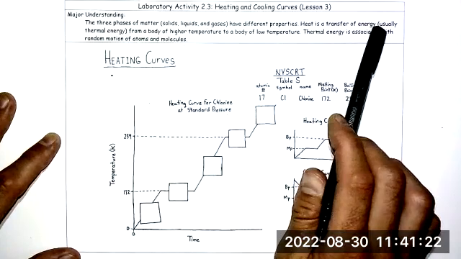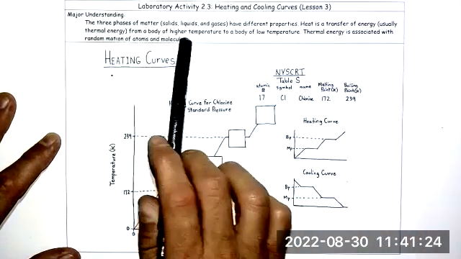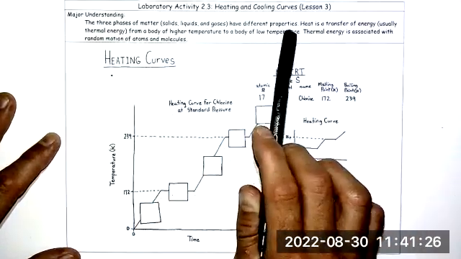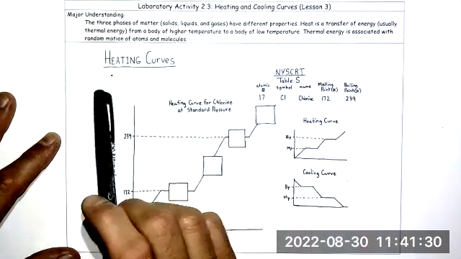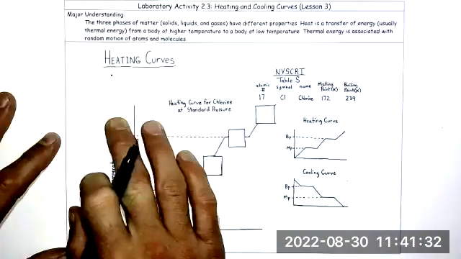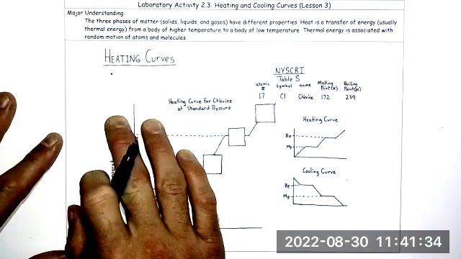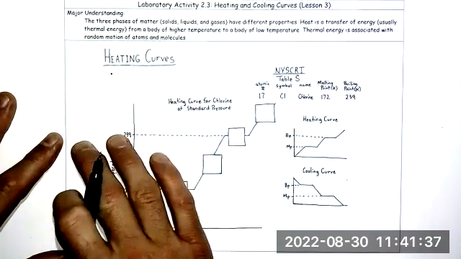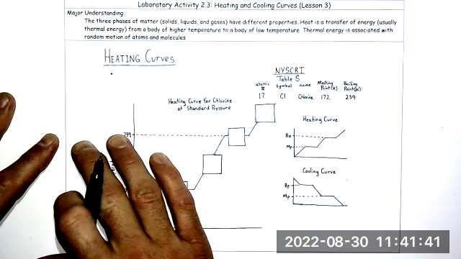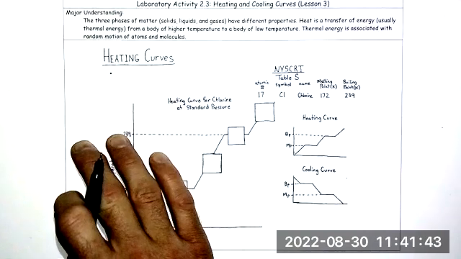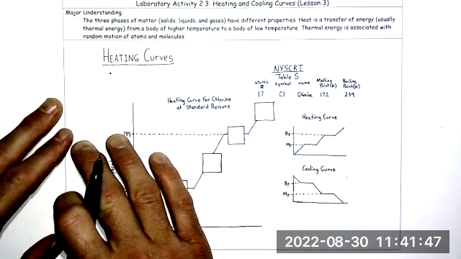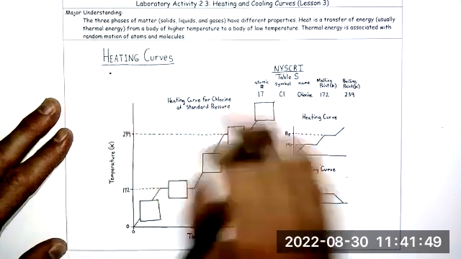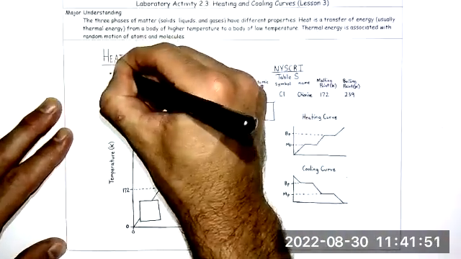Also, heat is a transfer of energy, usually thermal energy, from a body of high temperature to a body of low temperature. And thermal energy is associated with the random motion of atoms and molecules. Okay, so previously we discussed heat transfer between 2 different objects of different temperatures. Today we're going to talk about how the addition of heat energy to a substance changes its temperature as a function of time.